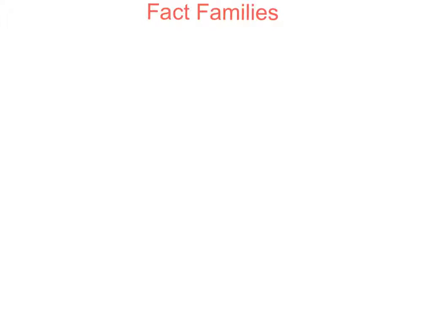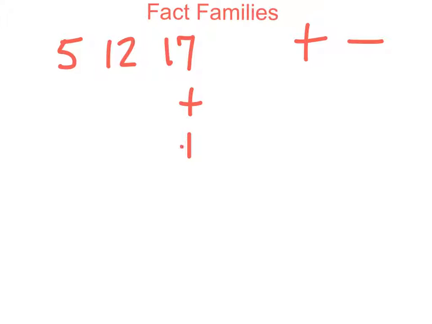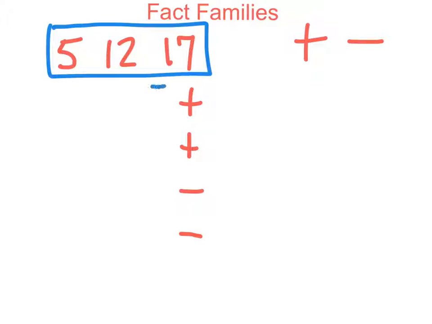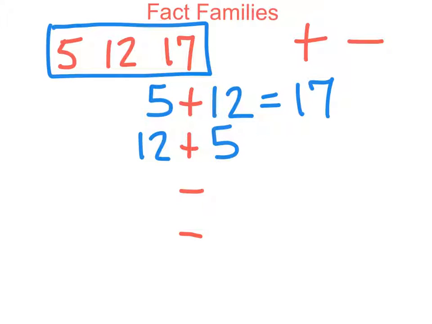So here are 3 numbers. 5, 12, 17. Remember that when we talk about fact families, addition and subtraction, we can write 2 for each. So I could write 2 addition and 2 subtraction facts using these 3 numbers. Okay, well let's start with an addition. 5 plus 12 equals 17. There you go, I used those 3 numbers. The other addition one would be 12 plus 5 equals 17.